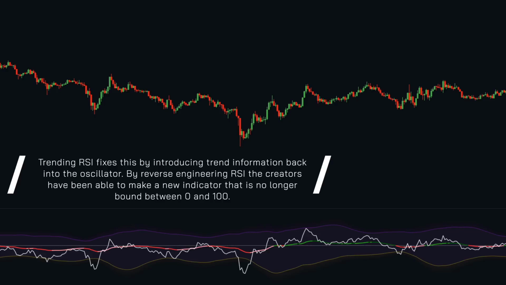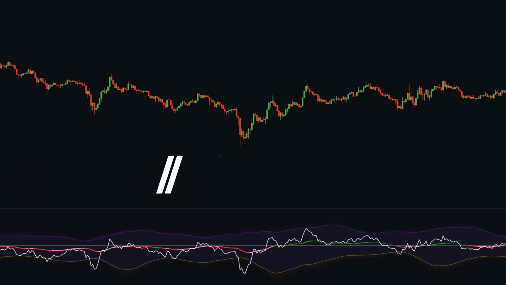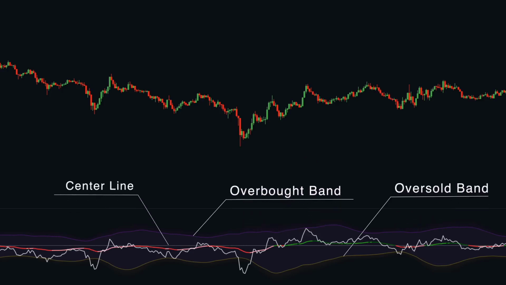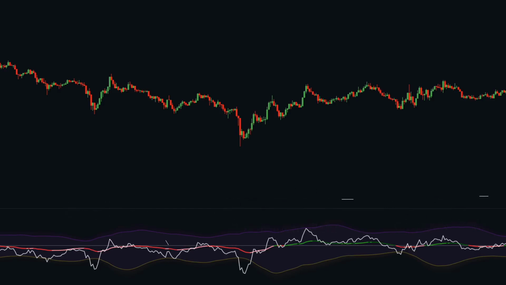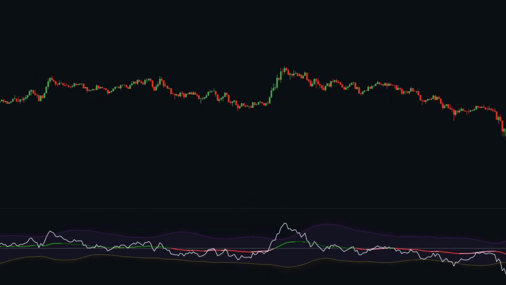By reverse engineering RSI, the creators have been able to make a new indicator that is no longer bound between 0 and 100. Instead, it provides the traditional 70 and 30 zones as bands, and 50 as a center line that still represent these zones perfectly. This transforms the RSI into a centered oscillator instead of a normalized oscillator.